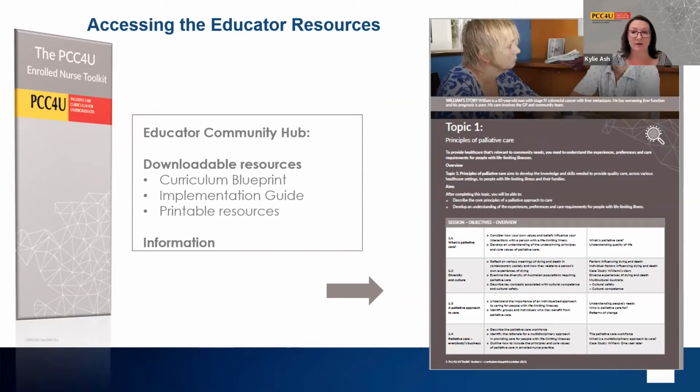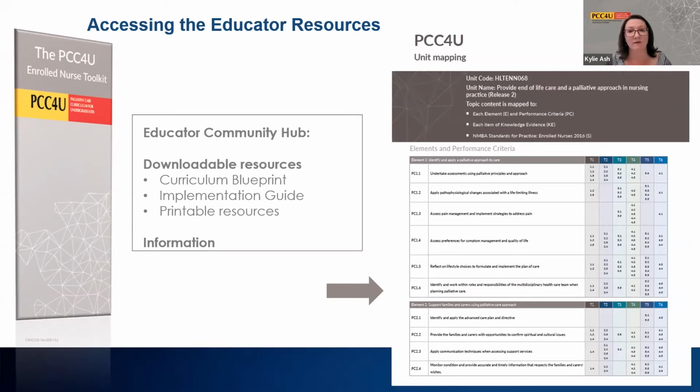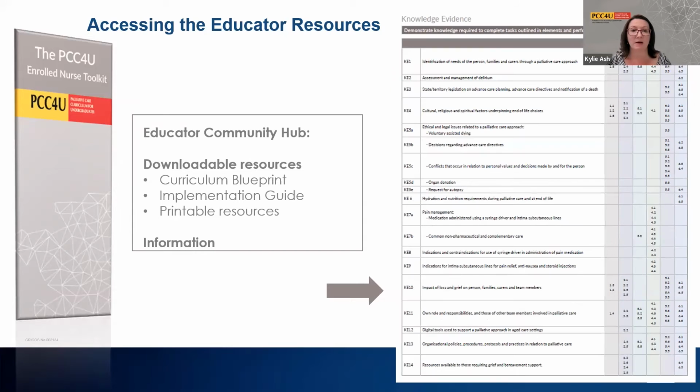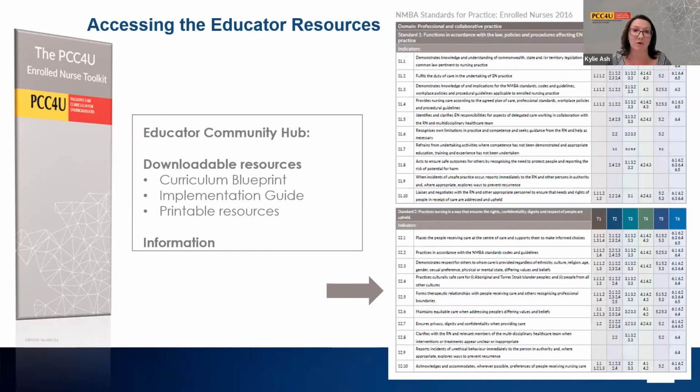You can also find these downloadable resources. So the curriculum blueprint, if you're not familiar with that, is a snapshot of the toolkit topics. It's got the overview, the aims and objectives, and then some of the content outlines. The implementation guide has all of the unit mapping to the elements and performance criteria for the unit of competency, and also to the enrolled nurse standards for practice. And then it also has information, so you can use it as a real teaching guide. It's got all of the content written out there and some suggested responses to some of the thinking points as well.